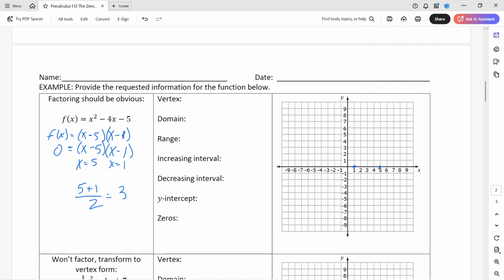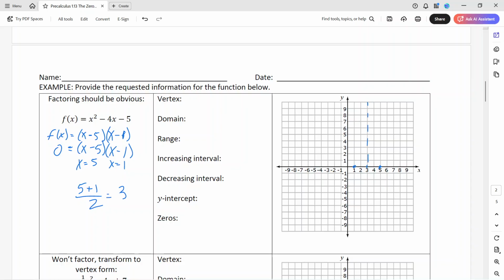What some people will do is they'll take the gap between them. 1 to 5 has a gap of 4. They'll split the gap in half and get a 2. But remember, what that tells you is that you have to move right of 1 by 2 units to get to 3, or you have to move left of 5 by 2 units also to get to 3. But the easiest way to find that axis of symmetry is that.